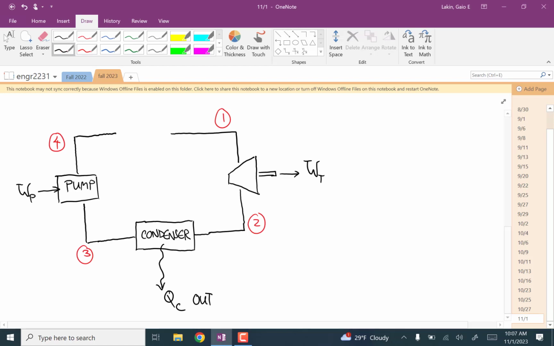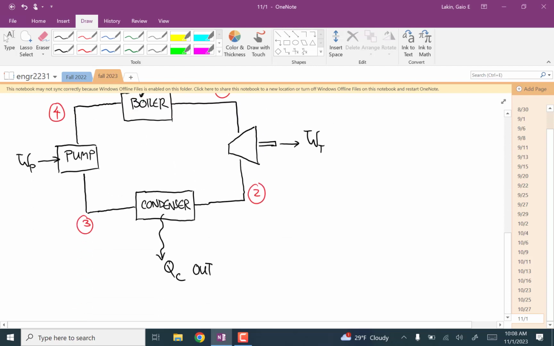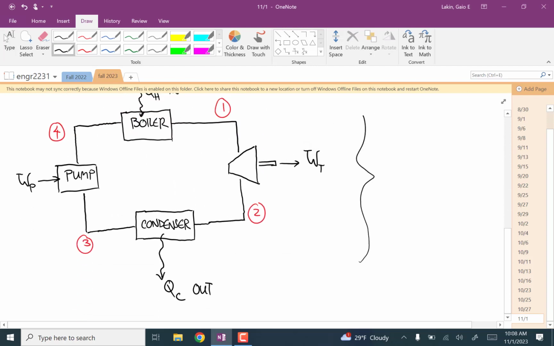And then the last step in this cycle is the boiler. And at the boiler, heat is added to the fluid. So this is QH. So this is the ideal Rankine cycle. We'll see that in practice they modify some of this a little bit.